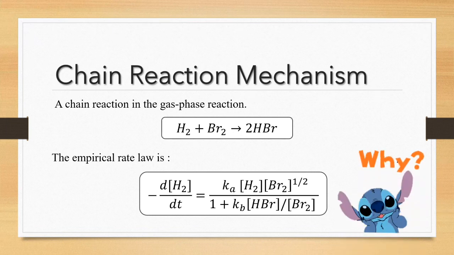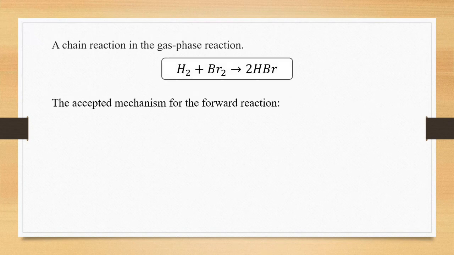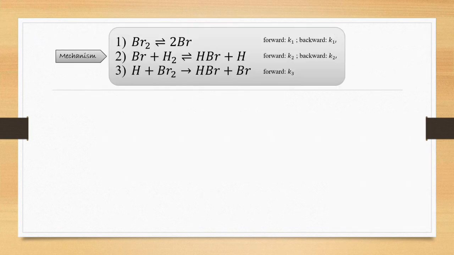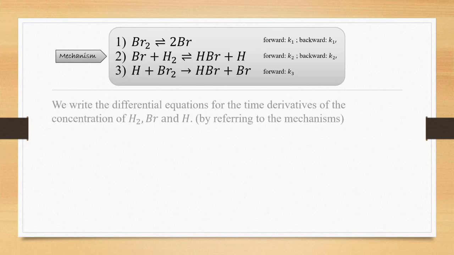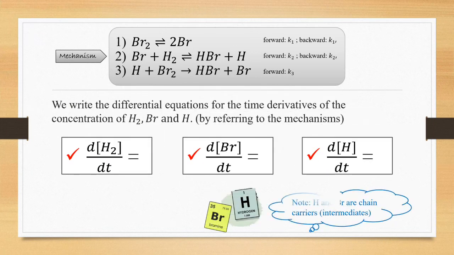So why and how do we get this empirical rate law? For this reaction, H2 plus Br2 to 2HBr, the accepted mechanism for the forward reaction is this, a three-step mechanism. For this mechanism, we write the differential equations for the time derivative of the concentrations of H2, Br, and H. Note that H and Br are the chain carriers.